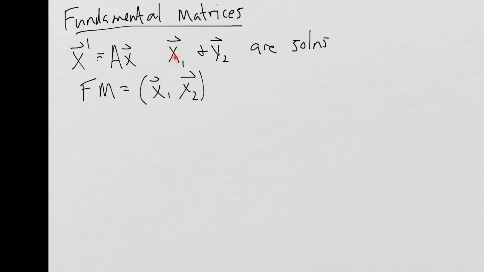Notice this would be a two tall vector, so if this is two tall and that's two tall, it's two wide. If A is a 2 by 2, then this is a 2 by 2. So let me give you an example of one of these. Let's take x prime equals [1, 2; 2, 1] x.